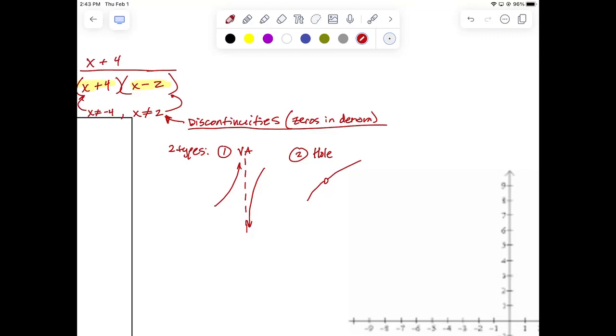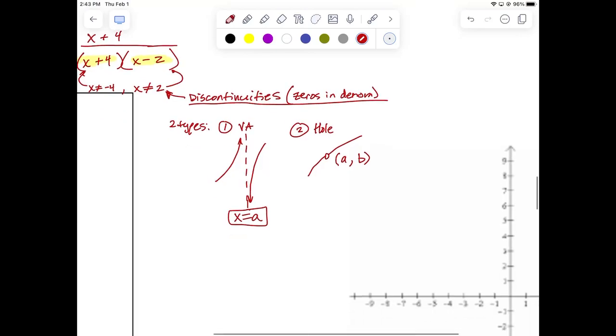Now the difference is a vertical asymptote is at x equals a. It's an equation of a vertical line, whereas the hole is a coordinate a comma b. It's a hole. It's a coordinate. So there's one other task to do besides identifying that it's a hole. We have to find the y value. Now, remember how we find a vertical asymptote.